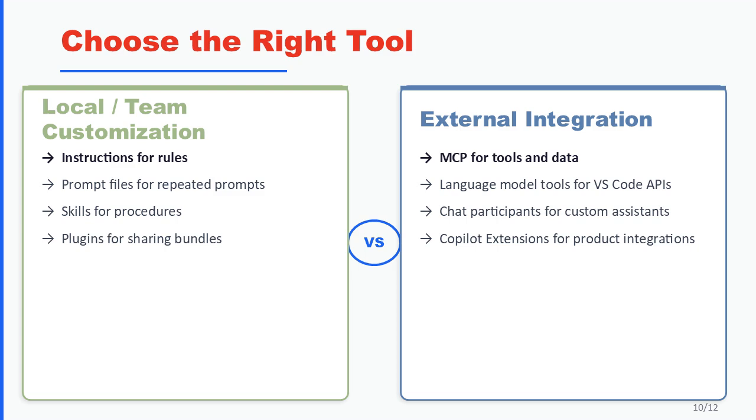Here is a decision point. If you are customizing how Copilot behaves for your repo or team, start with instructions, prompts, skills, and plugins. If Copilot needs to reach outside the repo, use an integration path. MCP is great when you need a standard bridge to tools and data. VS Code language model tools are useful when you need deep access to VS Code APIs. Chat participants are specialized assistants. Copilot extensions are product-level integrations with Copilot experiences.